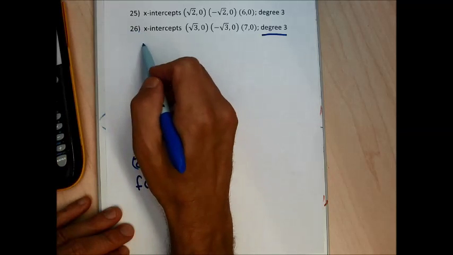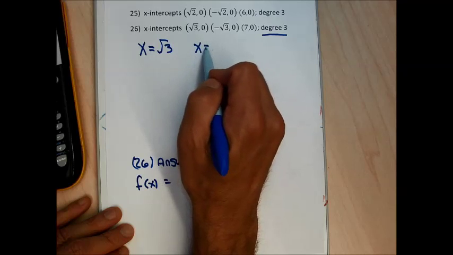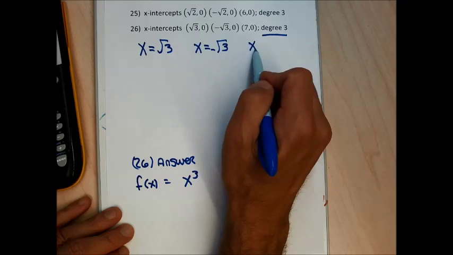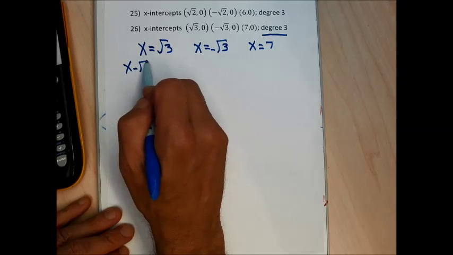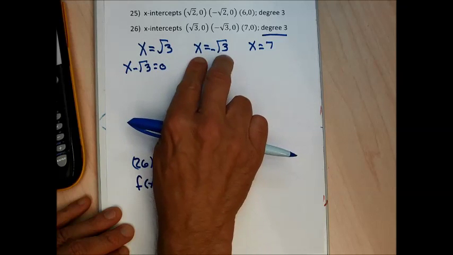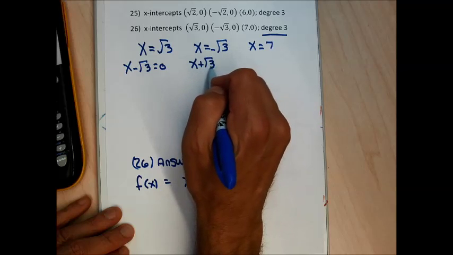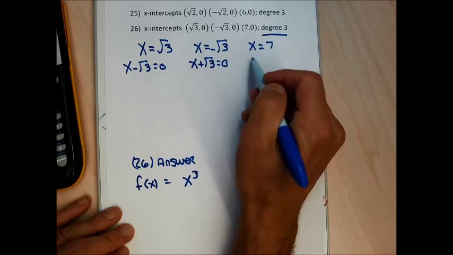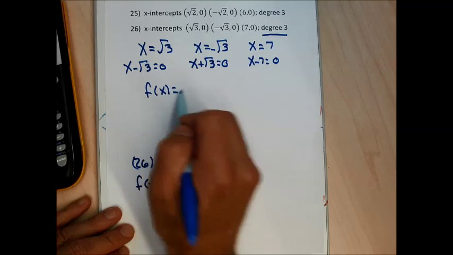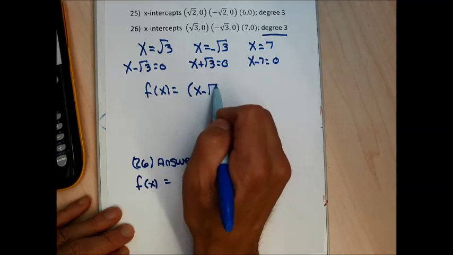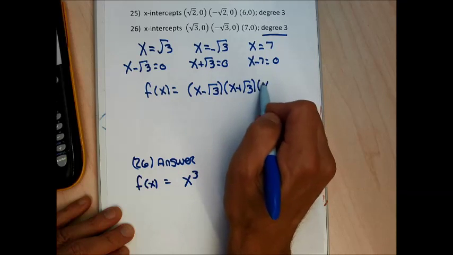To get what I need to multiply together, I'm going to set x equal to the square root of 3, x equal to the negative square root of 3, and x equal to 7. I'm going to subtract square root of 3 from both sides here and get x minus the square root of 3 equals 0. I'm going to add square root of 3 to both sides here and get x plus square root of 3 equal to 0. And I'm going to subtract 7 from both sides here and get x minus 7 equal to 0. The function I need to create is the product of x minus square root of 3 times x plus square root of 3 times x minus 7.